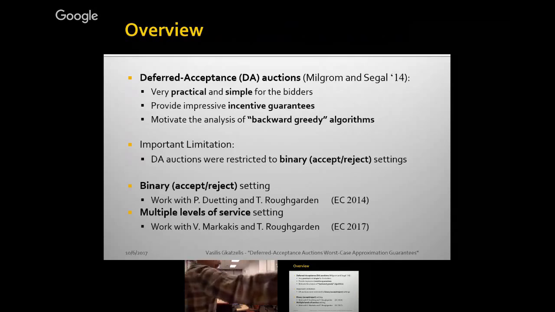So the first half of the talk is going to be our first paper from EC 2014, where we essentially studied these binary settings and try to understand some fundamental examples. To what extent can we actually get social welfare approximation using these auctions? And the second half is a very recent extension so that actually we generalize this framework to settings where you don't have just binary outcomes. You can actually have multiple levels of service, and we also study what you can do within that. Make sense?